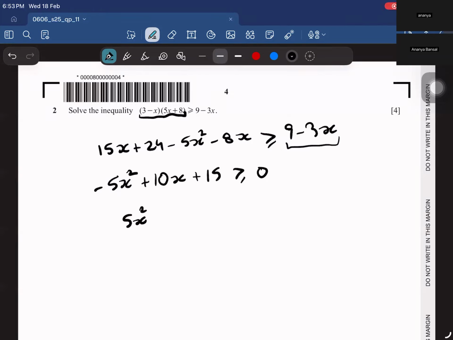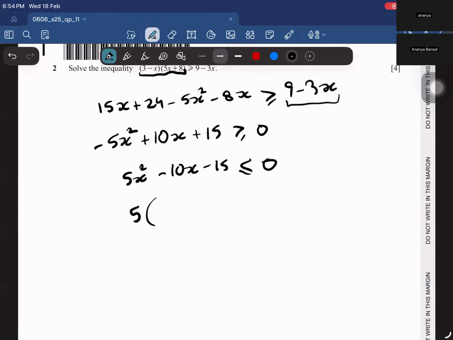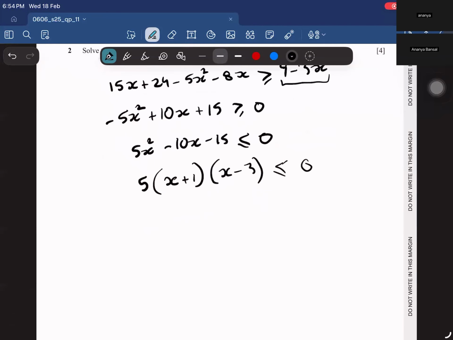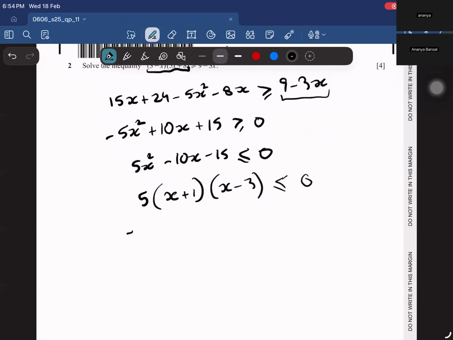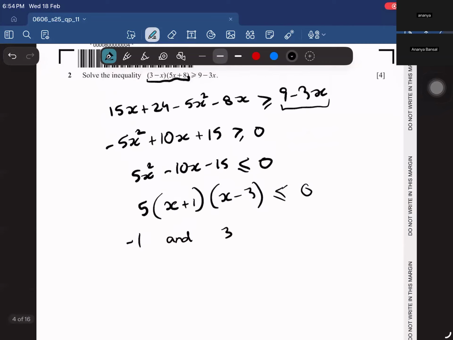So I get 5x squared minus 10x minus 15 is less than or equal to 0. Solving this, I get 5 times (x plus 1) times (x minus 3) is less than or equal to 0. So the critical values are -1 and 3, which means that x is greater than or equal to -1, but less than or equal to 3.